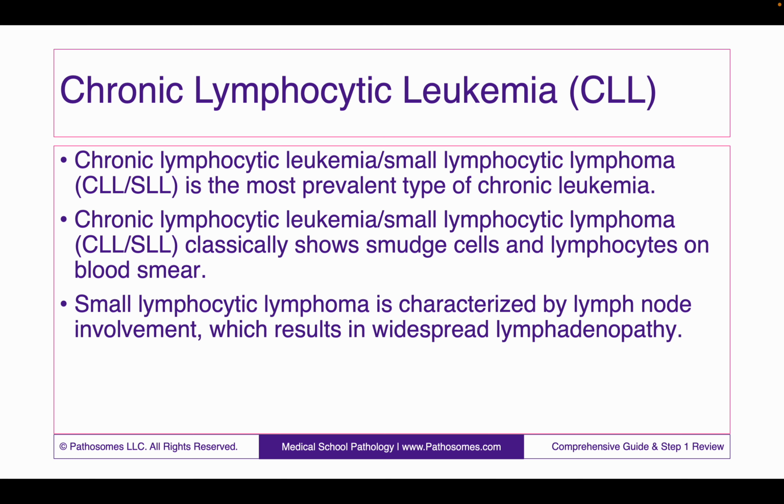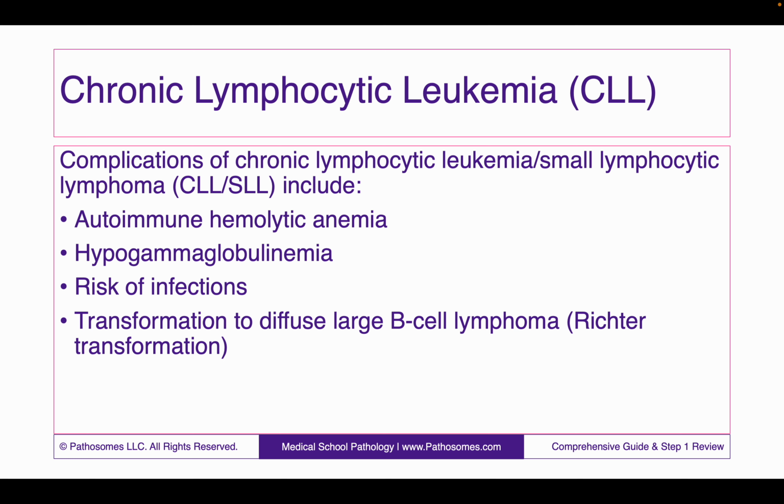Small lymphocytic lymphoma is characterized by lymph node involvement, which results in widespread lymphadenopathy. Now, complications of chronic lymphocytic leukemia / small lymphocytic lymphoma are as follows. Patients might have autoimmune hemolytic anemia. They might experience hypogammaglobulinemia, somewhat increased risk of infections.